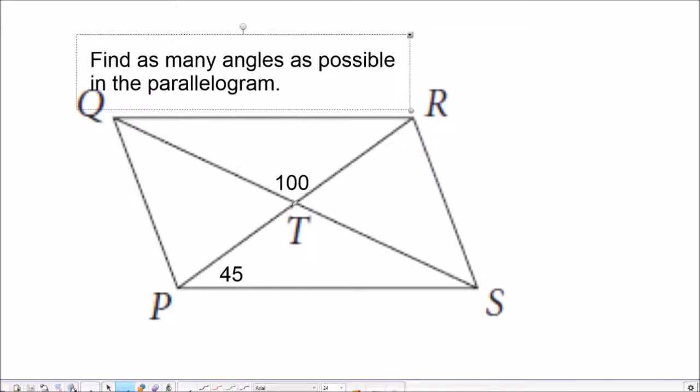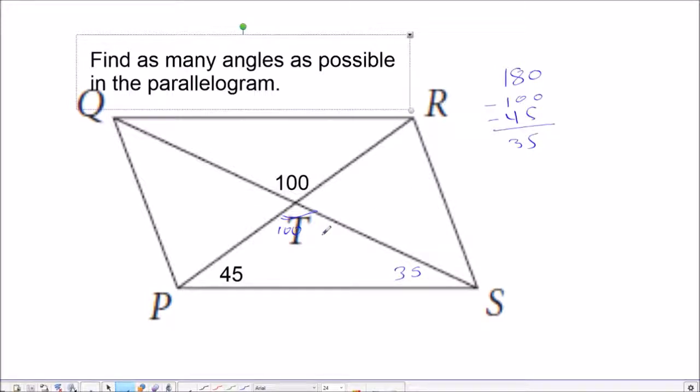Okay, first thing I'd want you to notice is that this angle right here is vertical to 100, so that's 100. Down here, you've got a triangle, and we know every triangle has how many degrees? 180. So that's going to be 35, and all I'm doing for that, y'all, is taking 180 minus 100 minus 45, and that gives me 35, and I know that's 35.